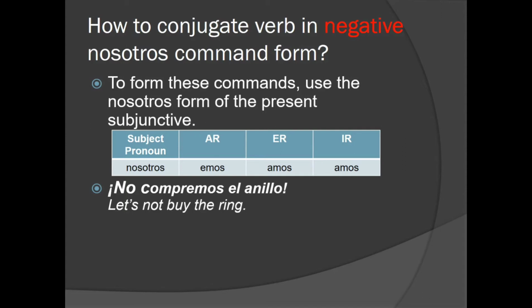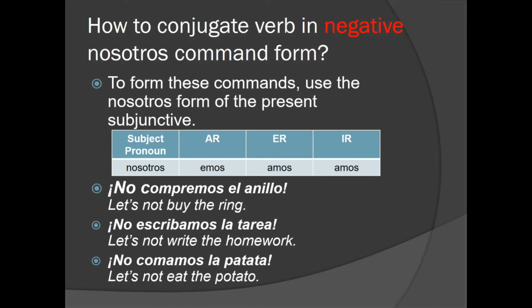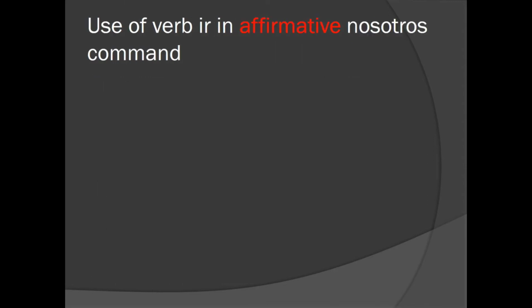So let's not buy the ring. Negative command: No compremos el anillo. Let's not write the homework. No escribamos la tarea. Let's not eat the potato. No comamos la patata. So if you can see, we just simply add the negative word no before the conjugated form of command for nosotros.